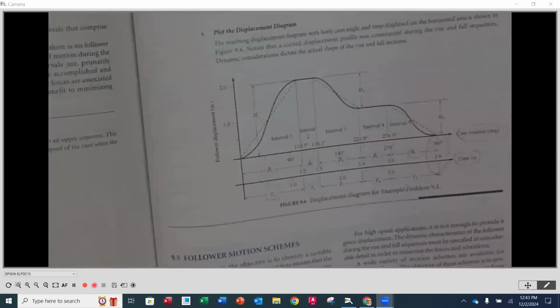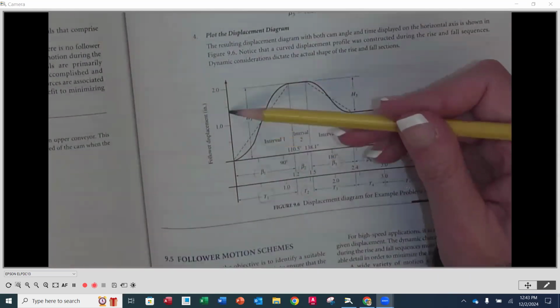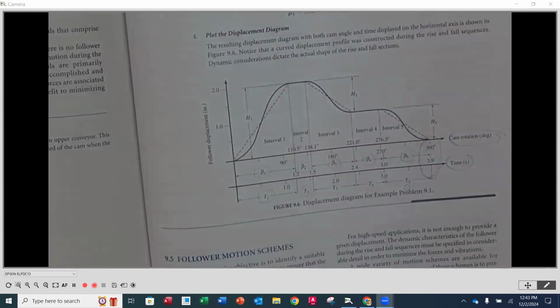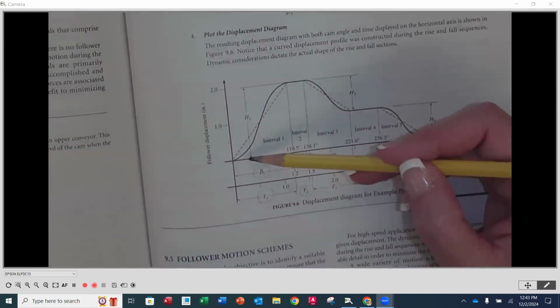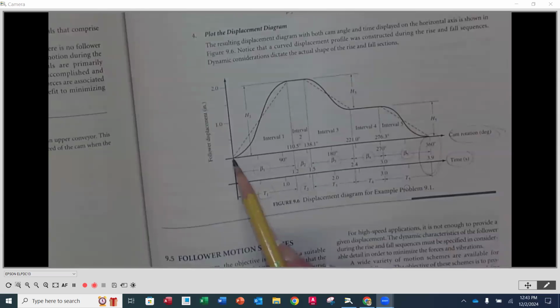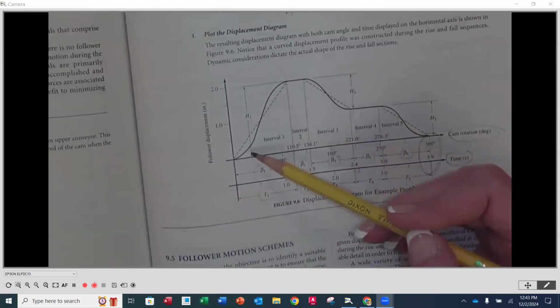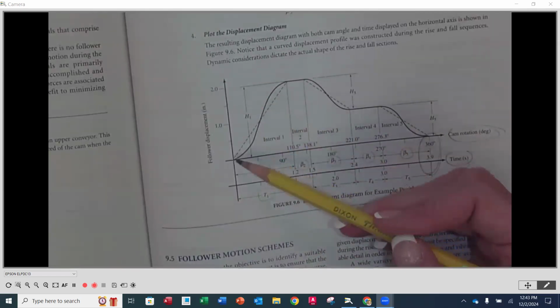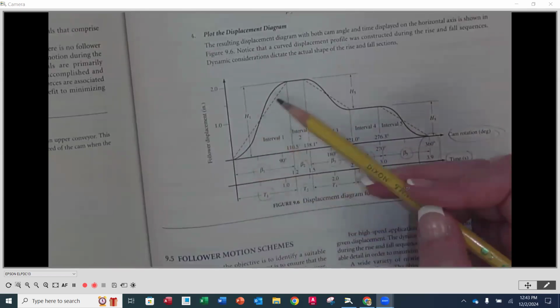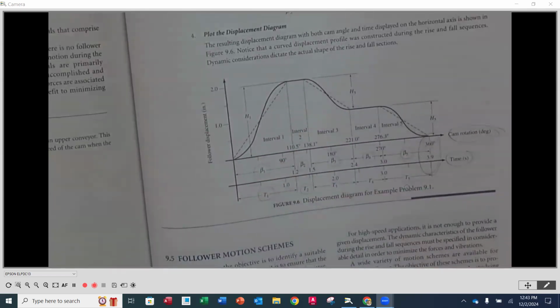So over on our displacement diagram, notice that my maximum value is going to be my highest value for the amount that I'm going to displace in terms of the rise, okay? So that's going to be the 2 inches. So in my first sequence here, from 0 to what we're going to find to be 110.5 degrees or so, I am going to rise a total of 2 inches. So going from my 0 all the way up to here, that's going to be my maximum rise, okay?